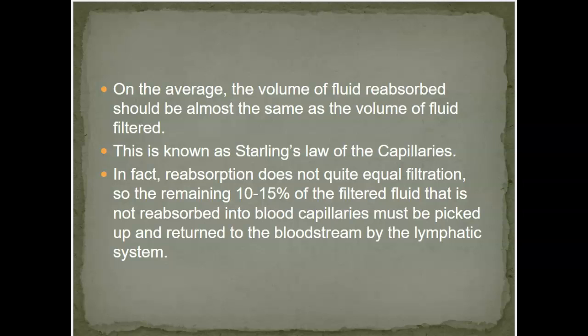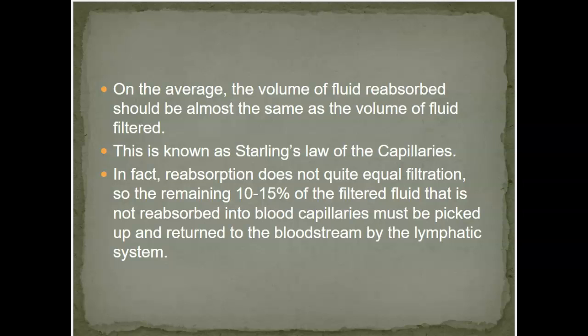What gets filtered should get reabsorbed, right? That's what you want. That's your Starling's law of capillaries. It doesn't always work. So of all of the fluid that gets filtered into the space, about 10% is left behind. So that part has to get picked up by the lymphatic system.